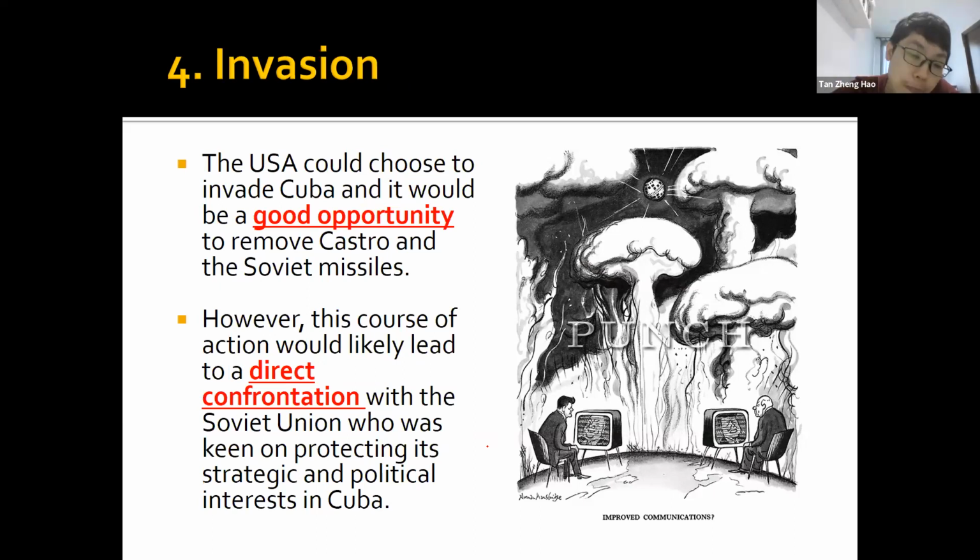Number 4, you can try to invade Cuba and destroy the missile bases directly. But there's a threat that if I do that, it's as good as declaring war on Cuba. And remember, when you declare war on Cuba, the USSR is the ally. The USSR may feel obliged to come in and defend the ally. And that means the USA will basically be declaring war on the USSR. And at that time, in the Cold War, they wanted to keep it as such. They do not want it to become a real hot war where they fight each other directly. So the US will be very concerned with such an approach.